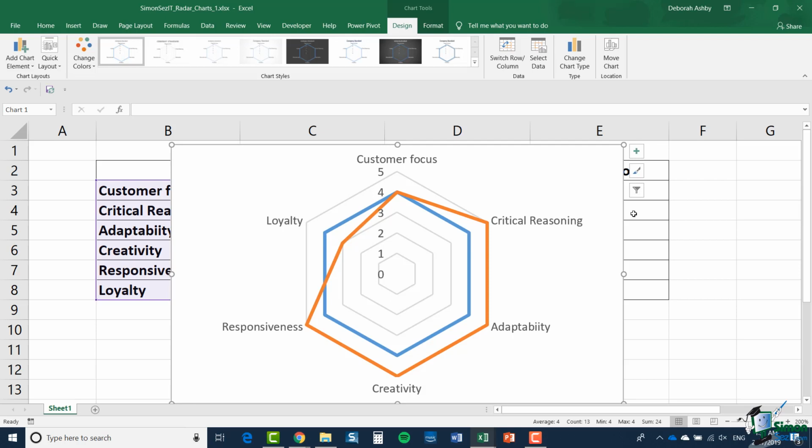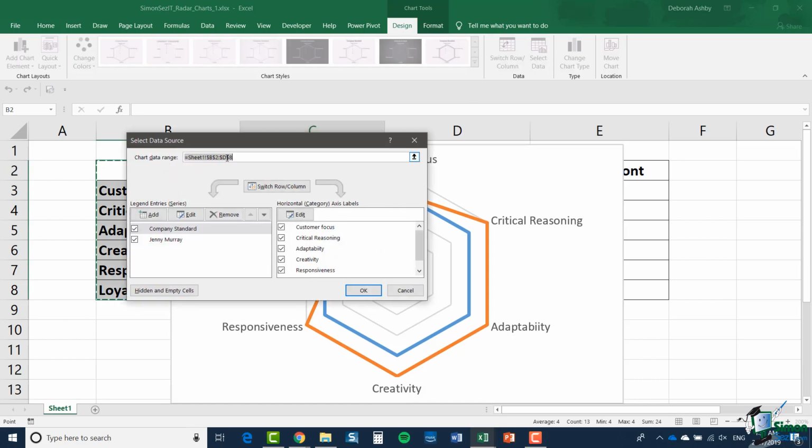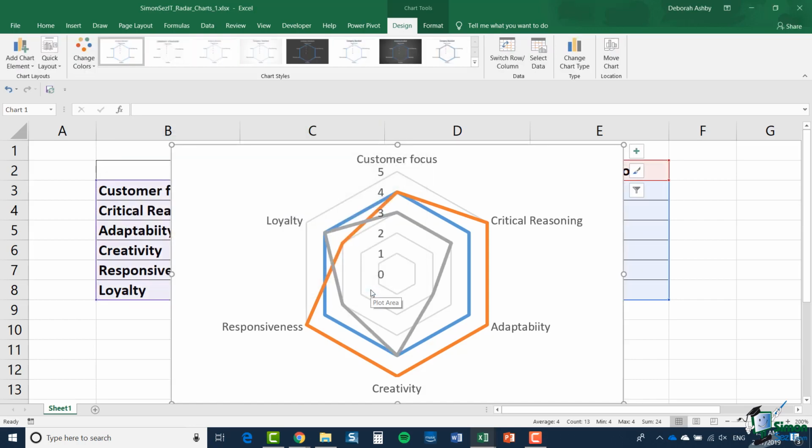Let's now include Steve. Now, Steve's score, on the other hand, is generally speaking all inside the blue line. In creativity and loyalty, he scores a 4, so he just about achieves the company's standard. But in other areas, he falls well short of it, particularly in adaptability.